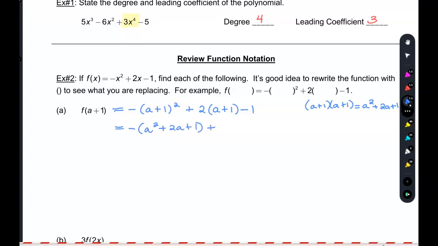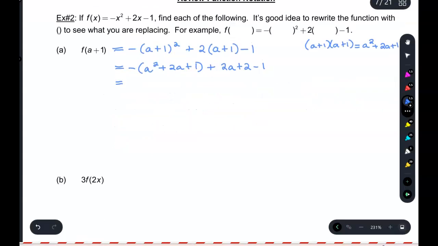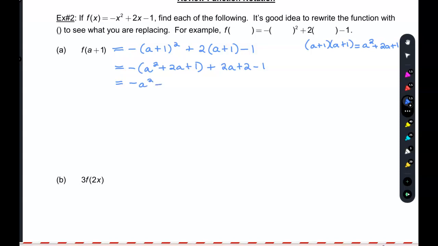Okay, next. 2a plus 2 minus 1. I would recommend not skipping a lot of steps here, because you can easily make a mistake with negatives and positives. Now that negative out in front, I'm going to distribute, and then we can just combine all like terms. Make sense? So that's going to be negative a squared minus 2a minus 1 plus 2a. Are you okay if I just combine that to make that a plus 1?